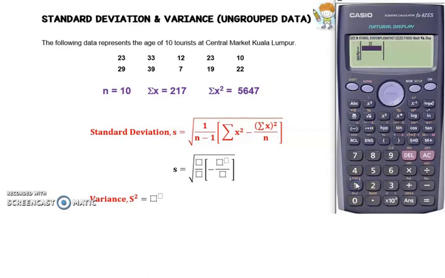Here you go, you have a column like this. For this calculator, how do we key in data? For example, the first data is 23. To key in the data, you press equal. Second data, 33 equal, 12 equal, until the last data.